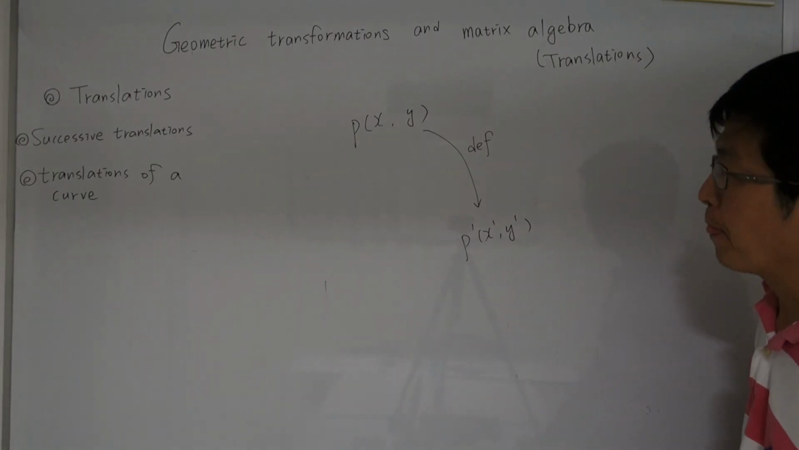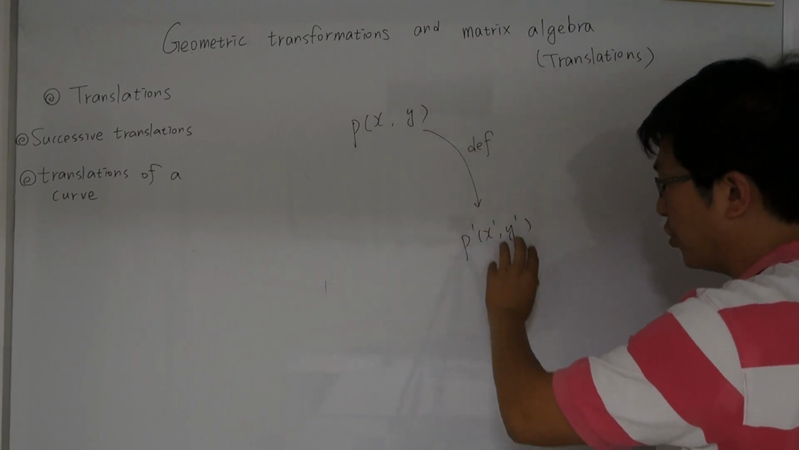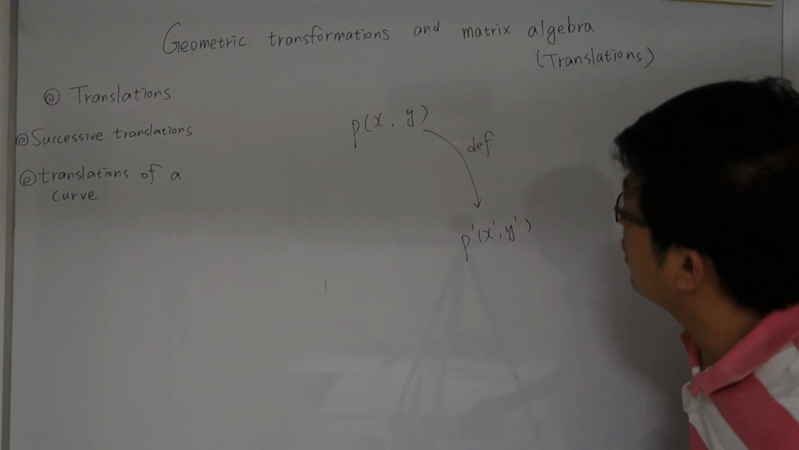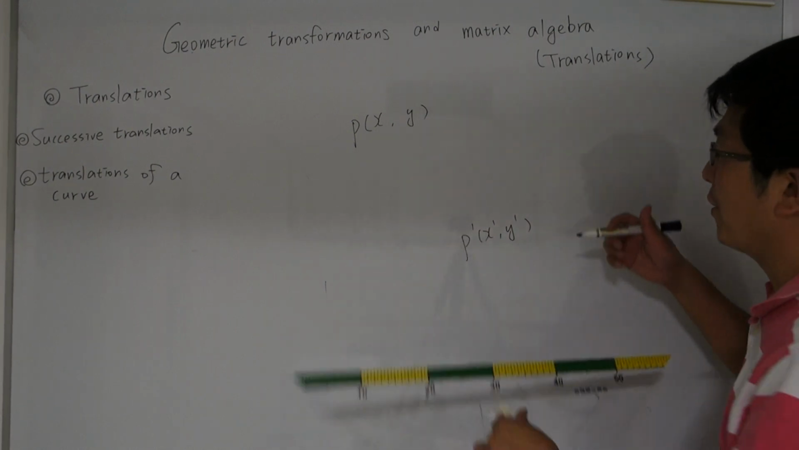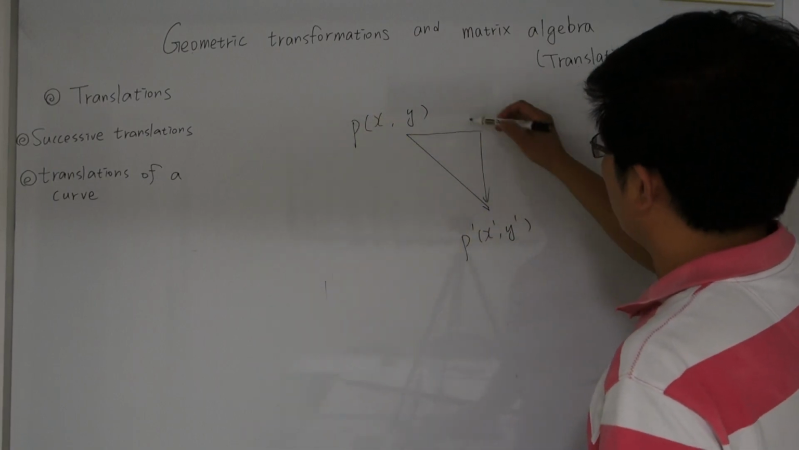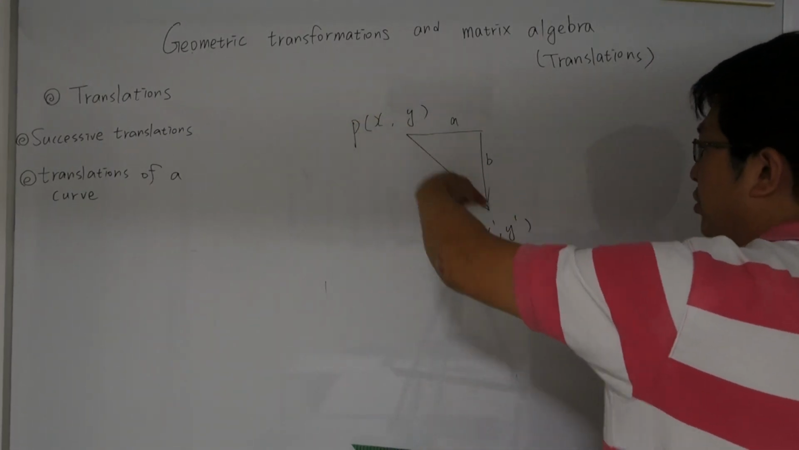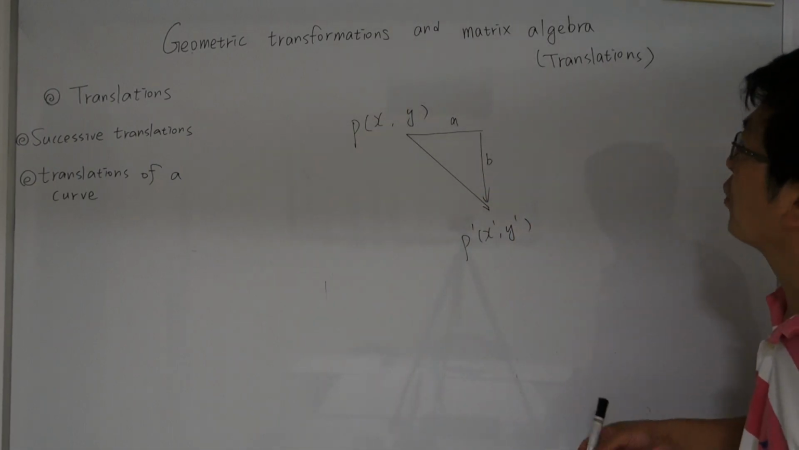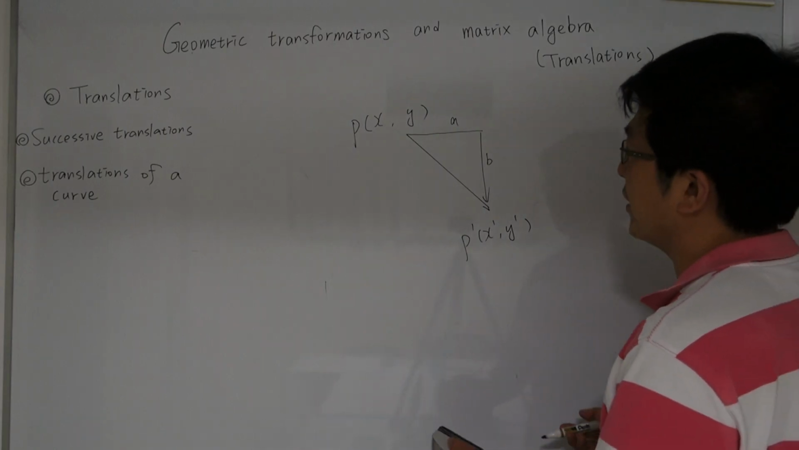Now, if the original point transforms to the new point in the same direction, alright? The same direction just means a shift in a straight line. You just go from A to B. Translating in a straight line means the same direction, alright? This one we call translation.